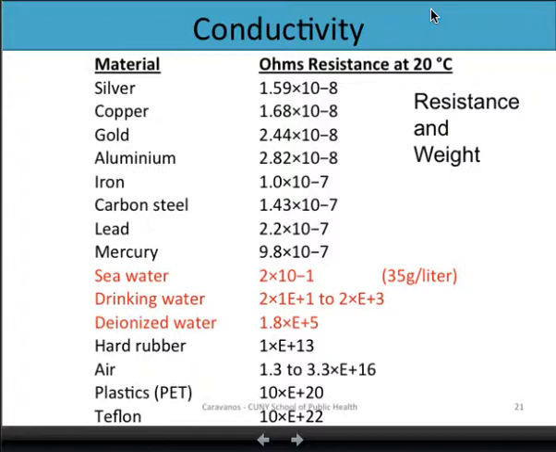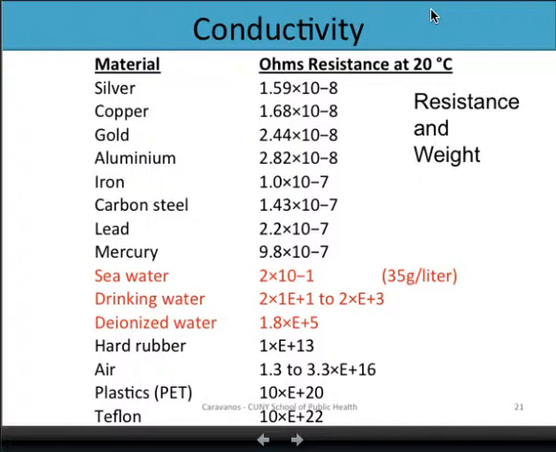Keep in mind, seawater is more conductive than deionized water, and that's because it's a question of salts. It has more electrolytes in it. Likewise, you can see here rubber, air, plastics, Teflon are not very conductive at all, and that's why, of course, electrical utility workers are using rubber gloves as an insulator. So just keep these in mind. You don't have to memorize these values, but just the relative rate of all this.